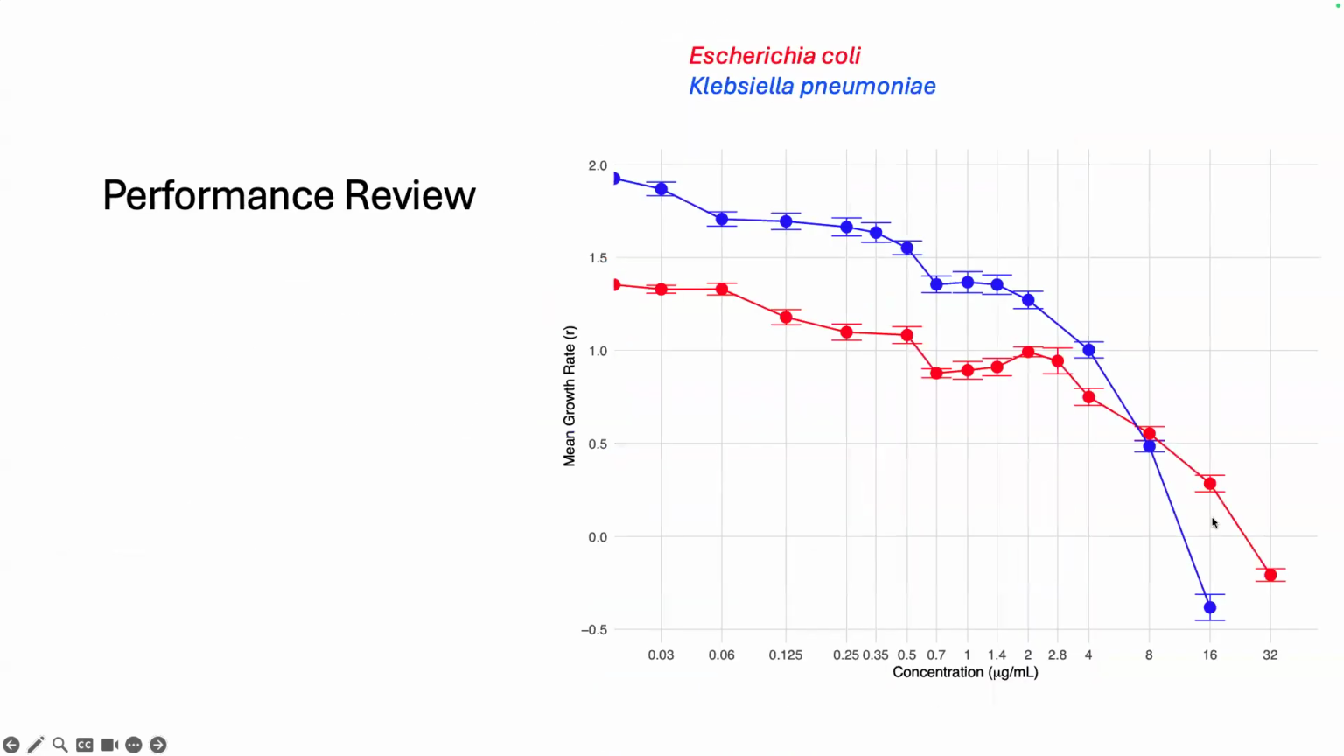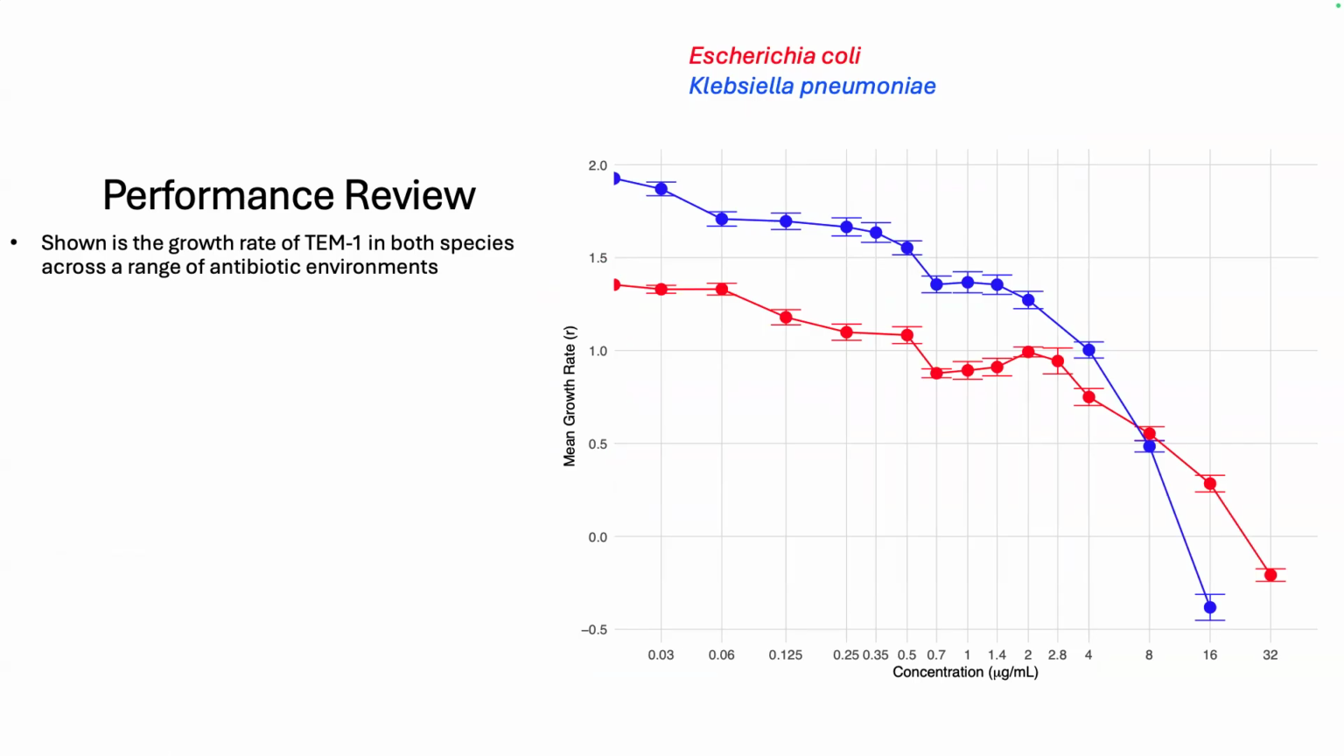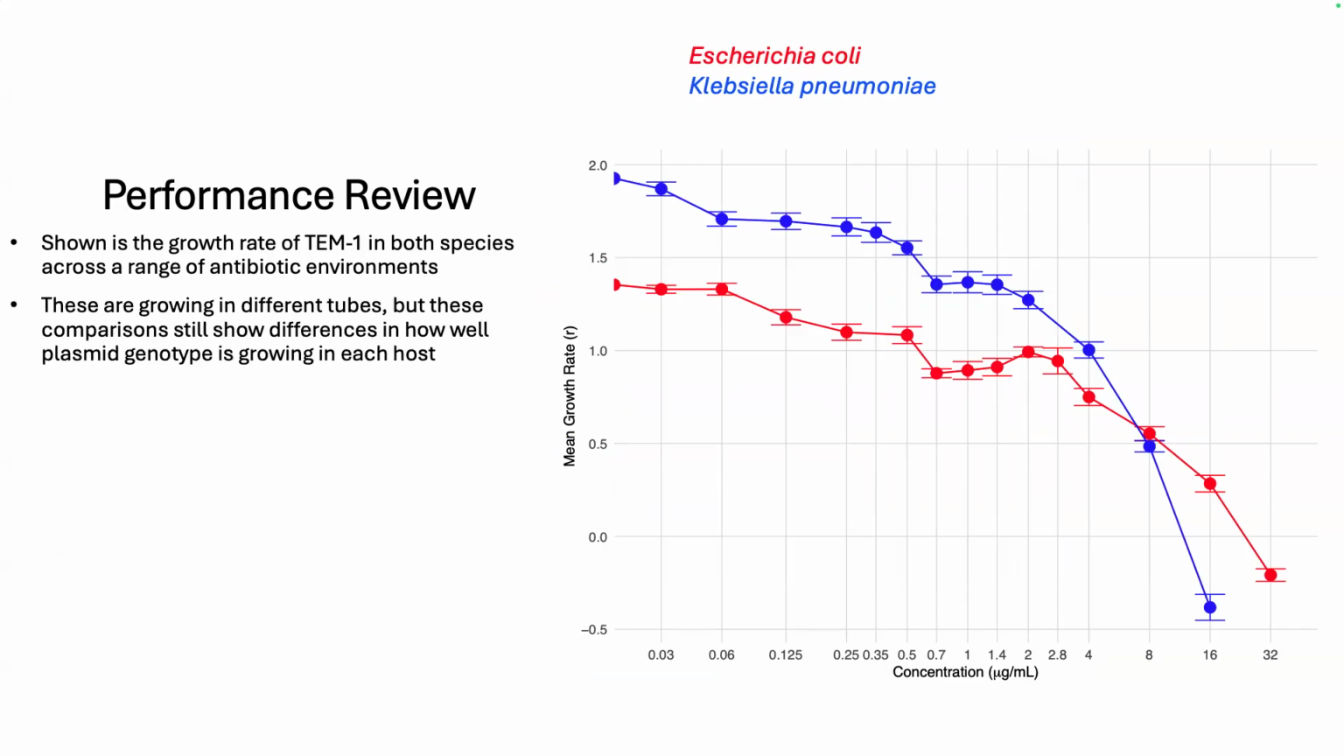And the readout of this experiment is essentially a performance review. The two colors in this plot correspond to E. coli and K. pneumo. And here we're plotting mean growth rate over 3.5 hours as a function of cefotaxime concentration. Again, these are growing in different tubes, but I want to mention that these comparisons still show differences in how well the plasmid genotype is growing in each host. And since these bacteria are still in log phase or exponential phase, they're still growing at near their maximal rate when I took this sample.